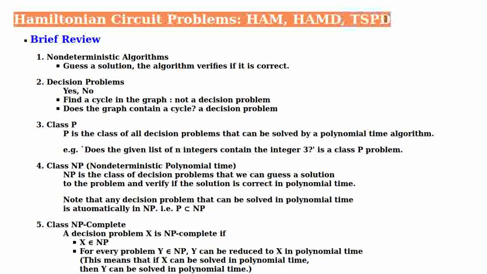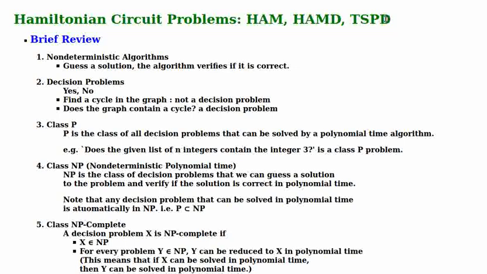HAMD is an NP complete problem and HAM is an NP hard problem, but the two problems are equivalent in the sense that one can be reduced to the other one in polynomial time. Additionally, we will explore the process of reducing HAMD to TSPD in polynomial time. Before delving into this, let's conduct a concise review of some key terms.